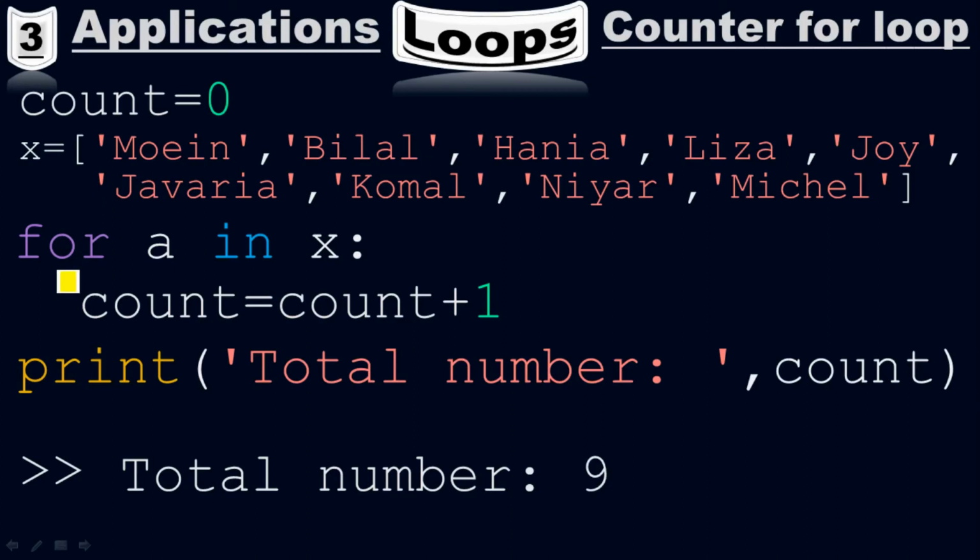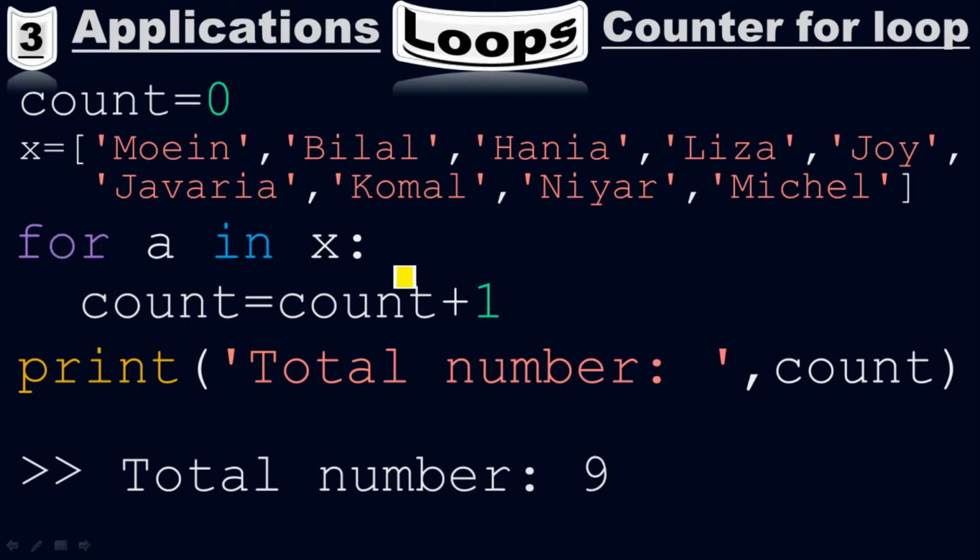Now, how does the for loop work? The for loop will iterate over each and every single item of the list. First it iterates over the first name, which is Moein. So for a in x, what is a? A is Moein. The for loop iterates over a, the first item, checking whether it exists in x or not. Yes, it exists here, so it iterates over Moein.